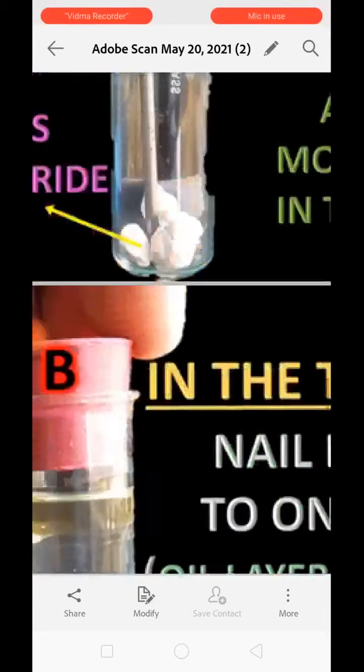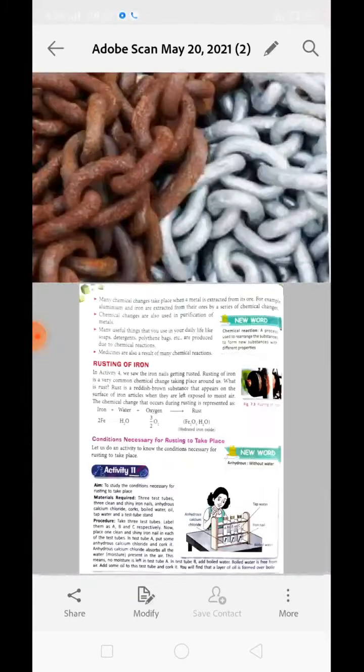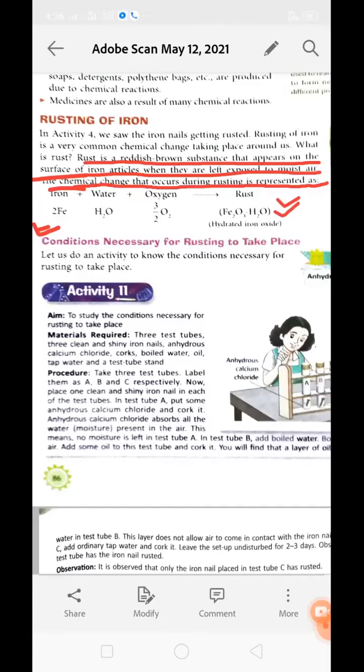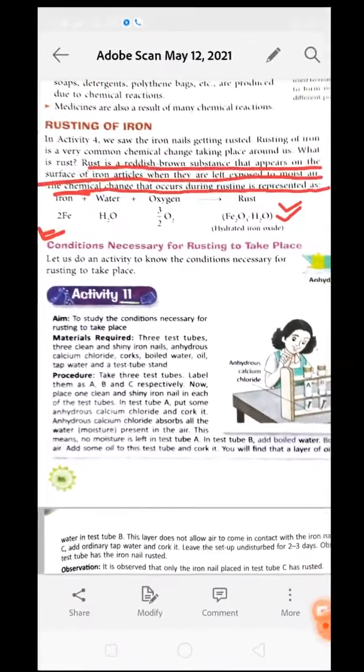We will do the question answers. Okay class, let's move on to checkpoint 1. See, rust is a reddish brown substance that appears on the surface of iron articles when they are left exposed in moist air. The chemical changes that occur during rusting can be represented as iron plus water plus oxygen is equal to rust, or 2Fe plus H2O plus 3/2 O2 is equal to Fe2O3.H2O. This is your answer for this question.